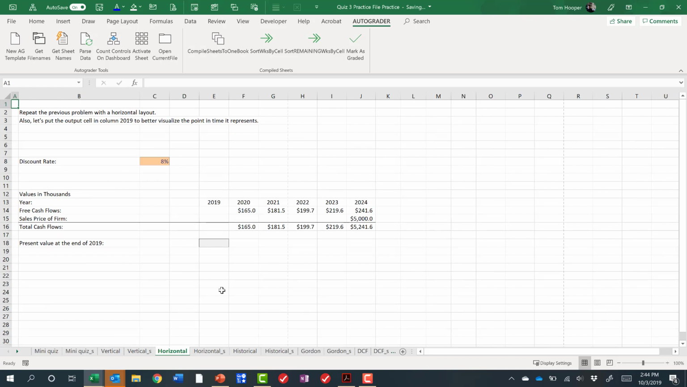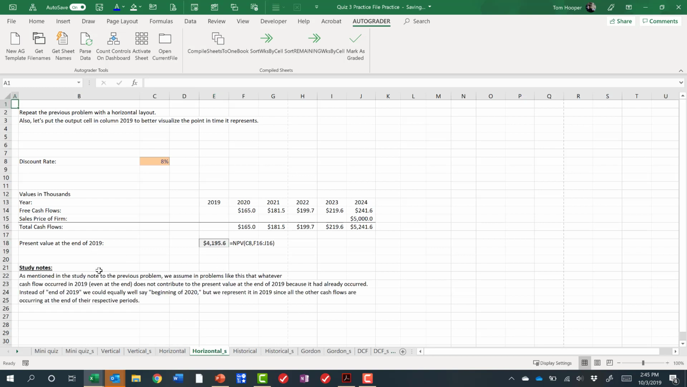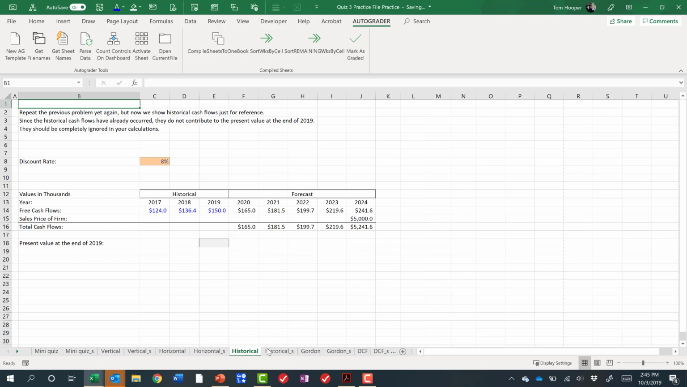In the next problem, we're going to do exactly the same math, but we're going to get used to doing this in a horizontal fashion instead of a vertical fashion, which explains the name of the previous problem. We just take the NPV using the discount rate and the future cash flows. And notice the form of this problem. We've got a sales price of the firm that's being added to that cash flow in the last year, just like it was in the previous problem, 2 problems in fact. But this is a very important concept to notice. And make sure we match the solution. Take some time to read those study notes. I won't read them to you on the video.